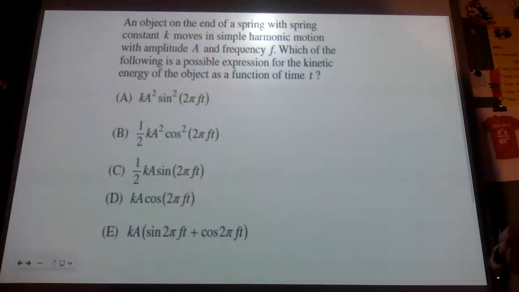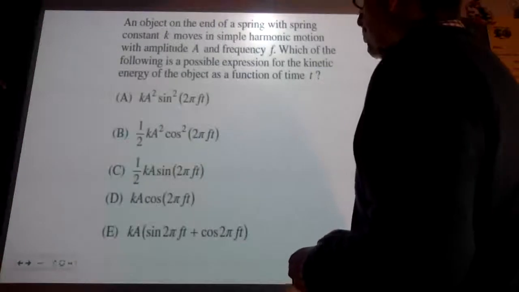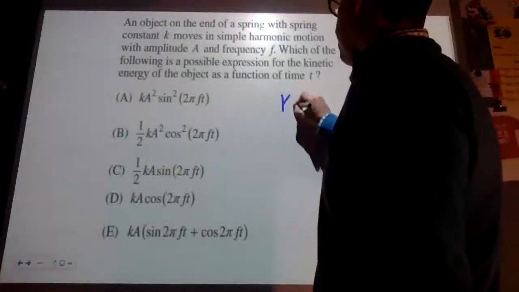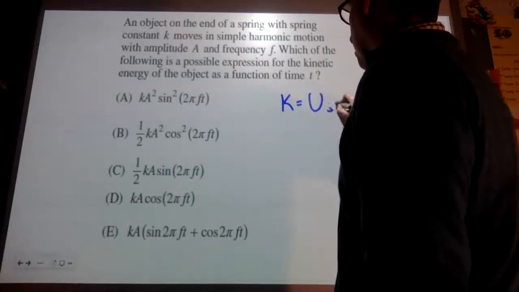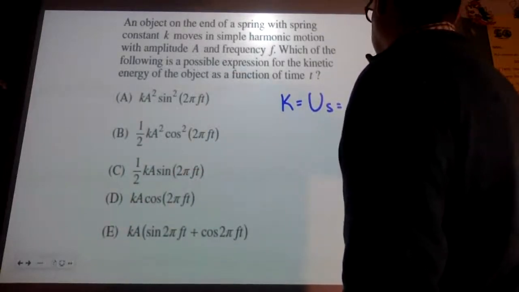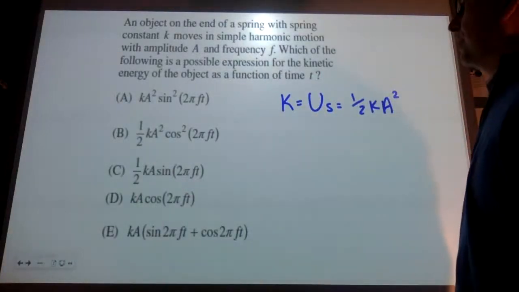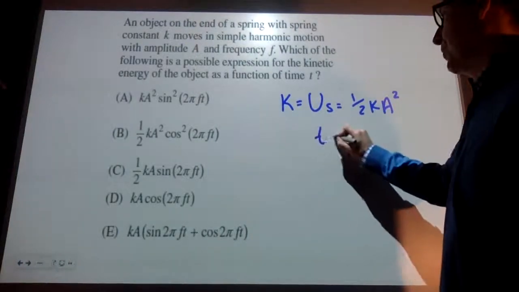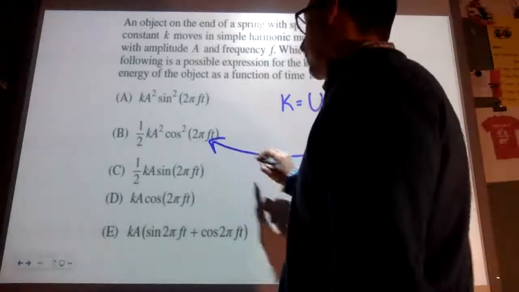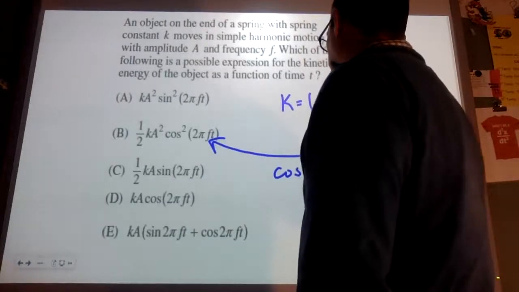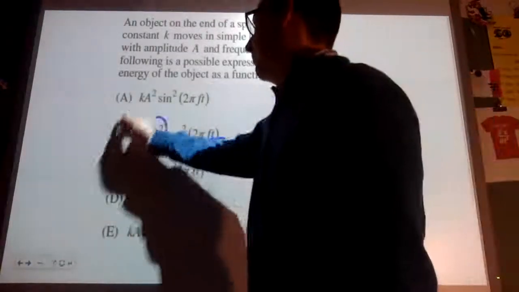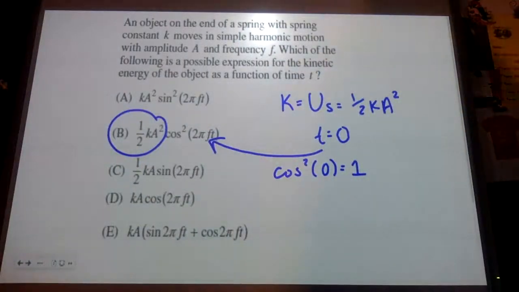All right, now I'm just going to reread it. A spring with the spring constant K moves in simple harmonic motion with amplitude A and frequency F. Which of the following is a possible expression for the kinetic energy as a function of time? Kinetic energy is going to be equal to our potential energy. Our potential energy is 1/2 K A squared at t equals 0. Cosine squared of 0 is 1, and so we get 1/2 K A squared. So B is our choice.